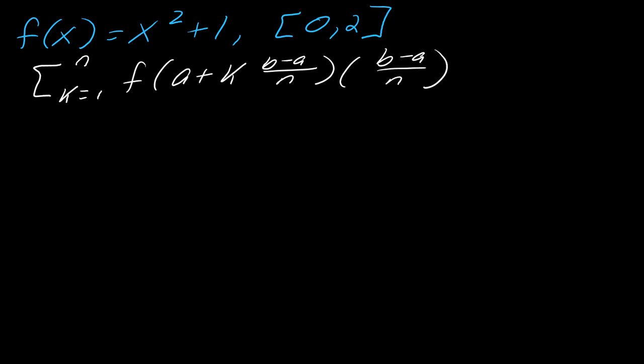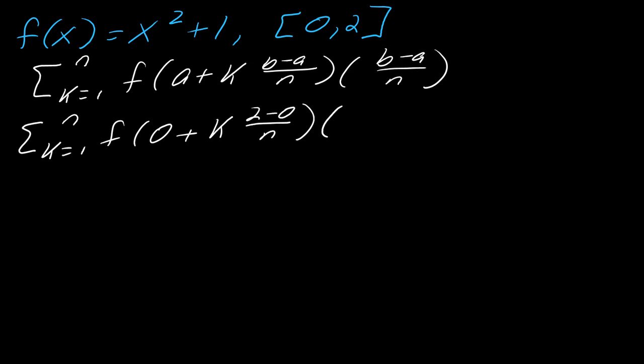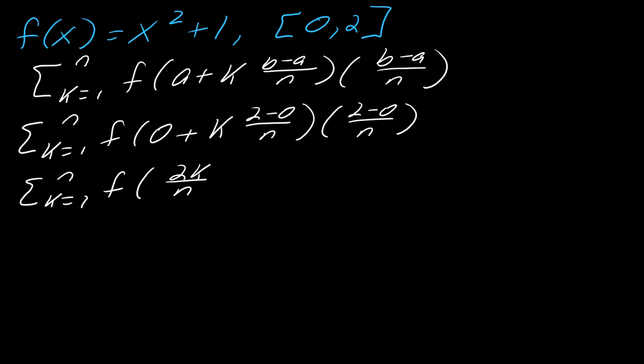So where I think you should start is by plugging in your a's and your b's to get a sense of this, and simplify it as far as you can. Hit play when you've done that. If I do this, I plug in my 0 for a, so this will be 2 minus 0 over n. I don't know what n is, so we're just trying to calculate this really general formula. If I simplify that as far as I can, this really is going to be 2k over n, all of that times 2 over n.